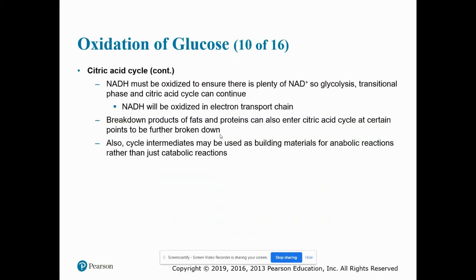NADH must be oxidized. It's very important. NADH must be oxidized to ensure that there is plenty of NAD so glycolysis, transitional phase, and citric acid cycle can continue. And that is going to occur in the electron transport chain. The breakdown products of fats and proteins can also enter the citric acid cycle at certain points to be further broken down. And also, cycle intermediates can be used as building materials for anabolic reactions rather than just catabolic reactions.